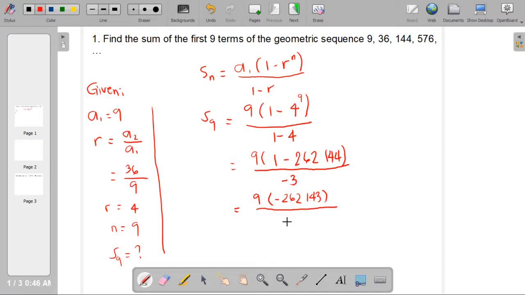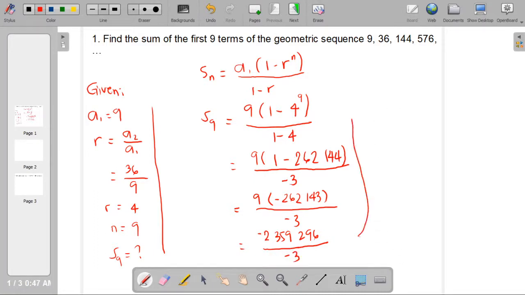All over negative 3. And from there, you're going to multiply negative 262,143 times 9. And that would be 2,359,296. And we're going to divide that. That's negative, by the way. Positive times negative is negative, divided by negative.